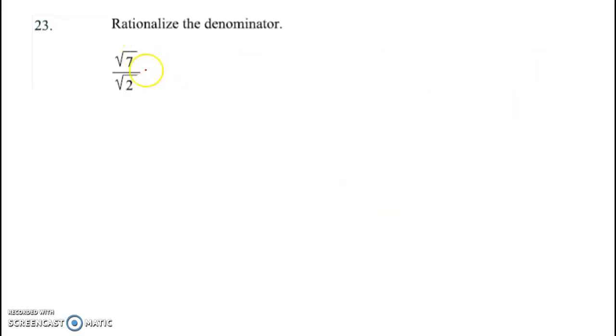23, rationalize the denominator. We don't like radical signs in the denominator. So I'm going to multiply by a form of 1, which is the square root of 2 over the square root of 2. Whatever your radical is in the denominator, multiply by it in the form of 1. This gives me the square root of 7 times the square root of 2 over the square root of 2 times the square root of 2.